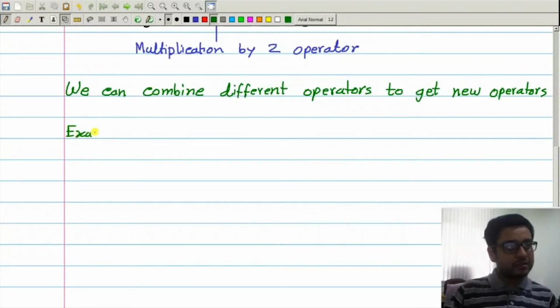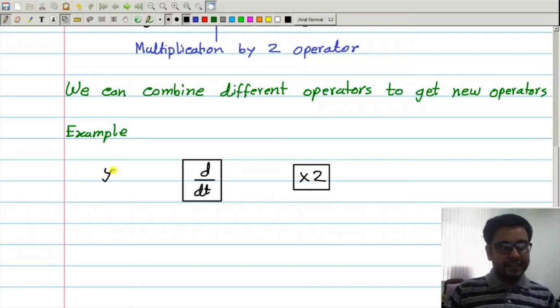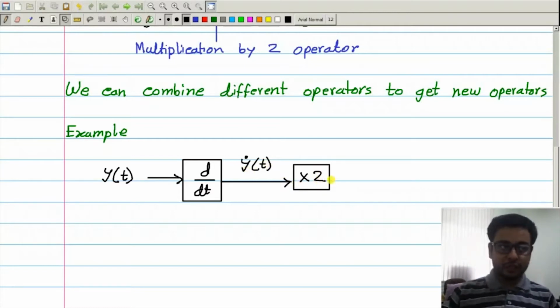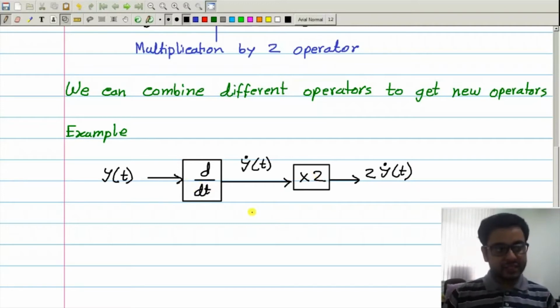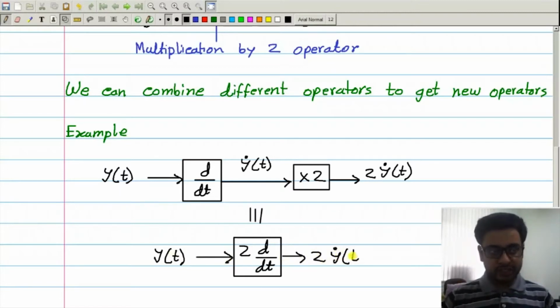For example, let us combine the time derivative operator d/dt with the multiplication by 2 operator in the following way. We shall take a signal y(t) and operate it with the derivative operator to get y dot t, and then we shall operate the result with the multiplication by 2 operator to get finally 2y dot t. Now this combination of the 2 operators can be written in a compact way like this: 2 d/dt, which will act on y(t) and produce 2y dot t.